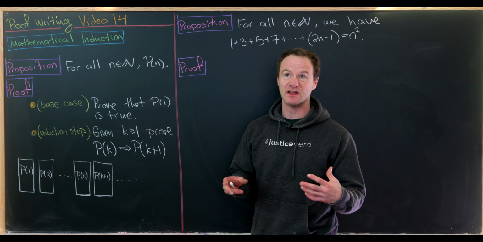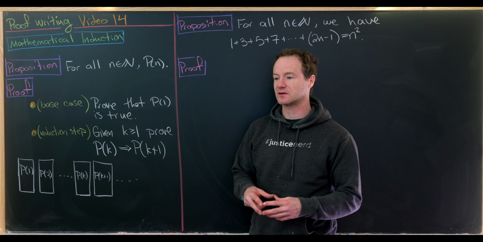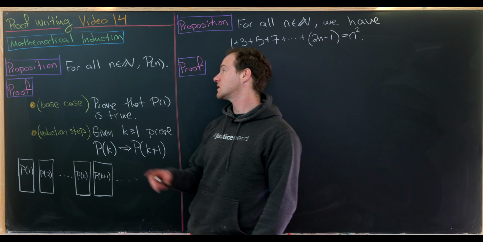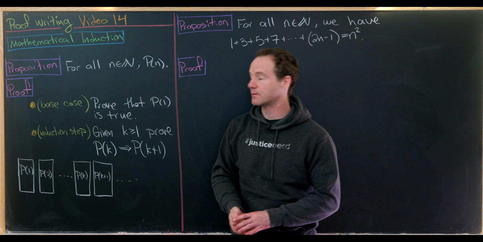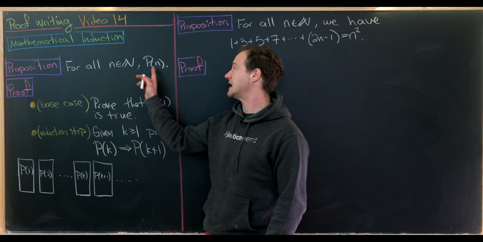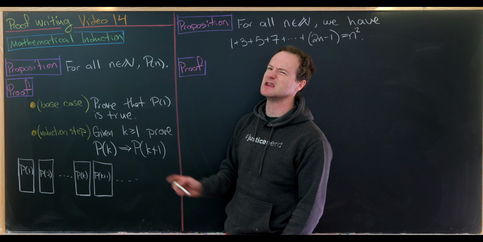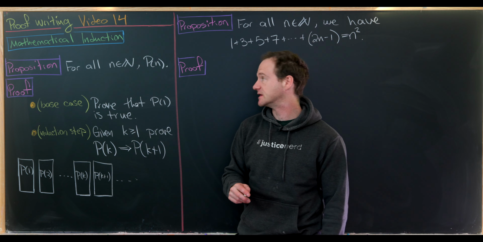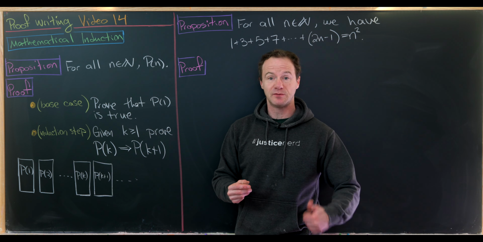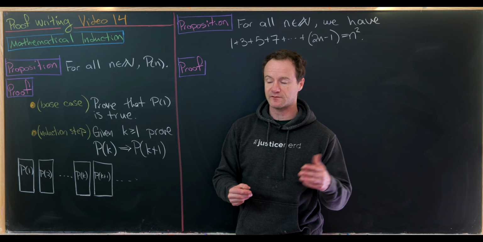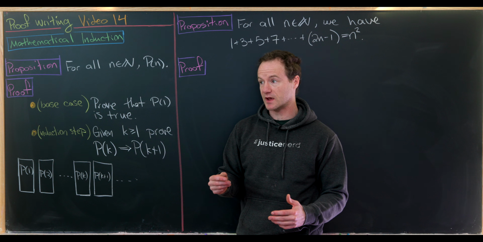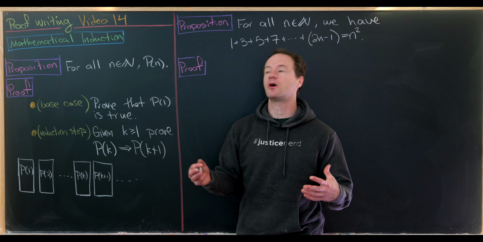Okay, so let's dive into an outline of a proof by mathematical induction, and then we'll give some intuition for why it works. Let's suppose that you want to prove the following proposition: for all natural numbers n, P(n) is true. That means you've got a bunch of mathematical statements, P(1), P(2), P(3), P(4), and so on. They're probably all connected in some way, and we'd like to prove that they're all true.